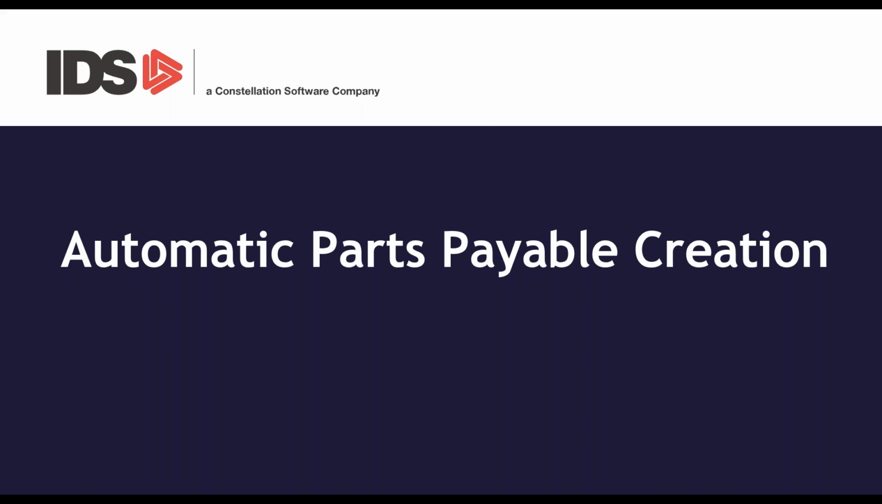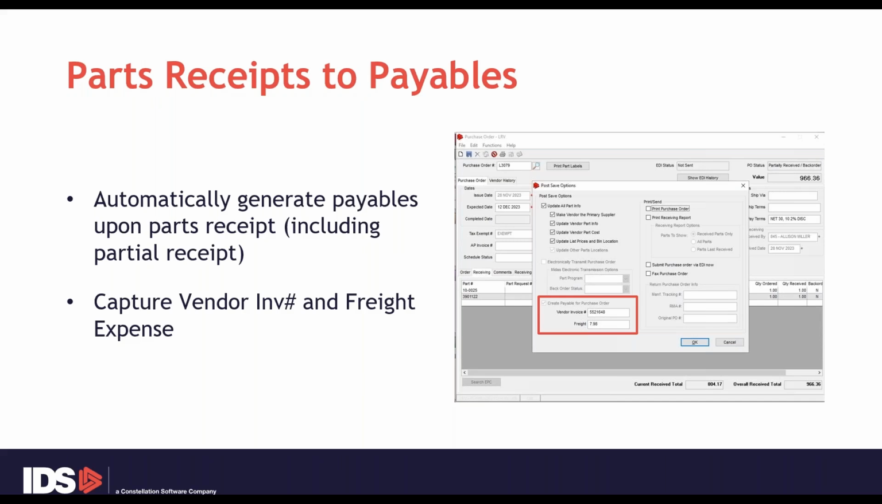But what this is, we've actually enhanced an existing feature that was in G2 or IDS for a long time. It allowed you to have the system automatically create a payable when a purchase order was fully received. Well, we identified that doesn't necessarily meet everyone's needs, because typically if we receive some parts on a purchase order, the vendor is going to invoice us for the parts that we've received. So we made several modifications to this existing configuration to make this more usable for our dealers, for our customers.